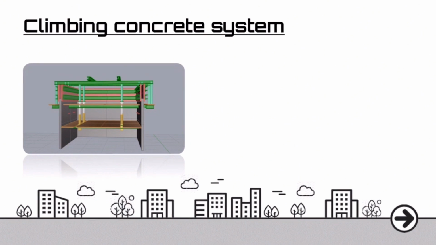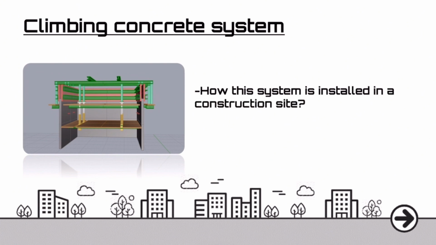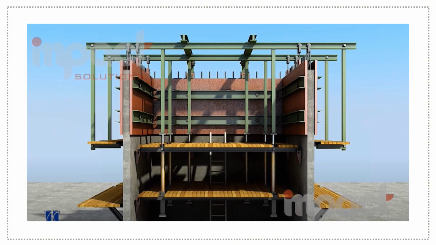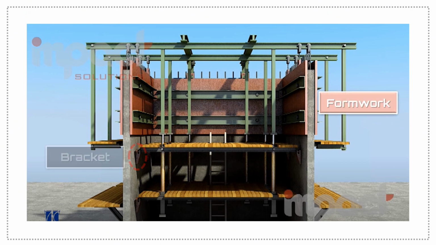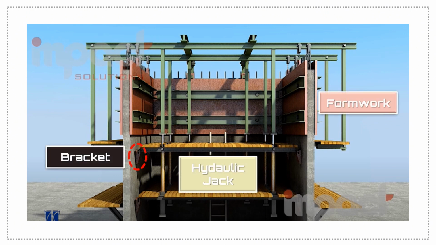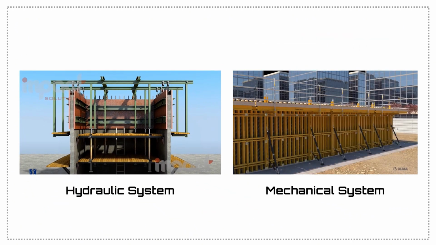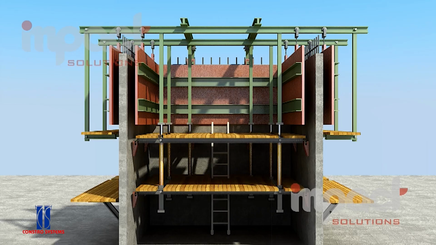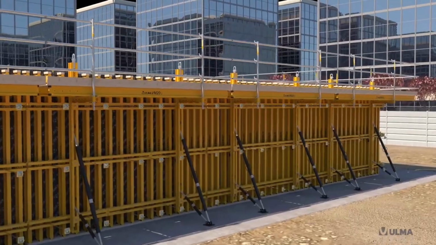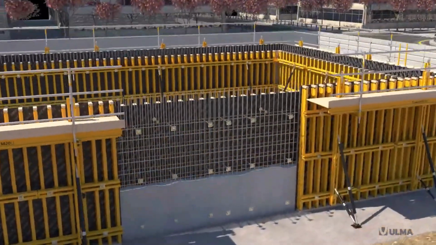So let's look at the principle of how this climbing concrete system is actually installed at a construction site and moved upstairs. The climbing concrete system consists of three main components: formwork, climbing brackets, and hydraulic or mechanical lifting systems. The difference between hydraulic and mechanical lifting is that the former rises on its own through the automatic system, and mechanical lifting is a method of using a crane.